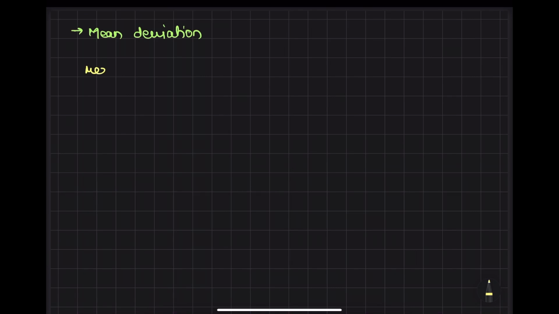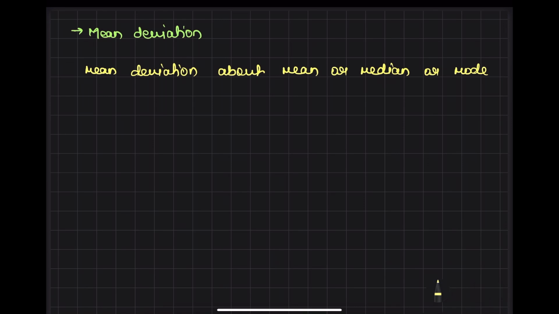They can ask you mean deviation about mean, median, or mode. Means they will ask you to find mean deviation about mean. This is question number one. The next question would be mean deviation about median. The next question would be mean deviation about mode. So these are the three questions that they will ask you from this chapter.